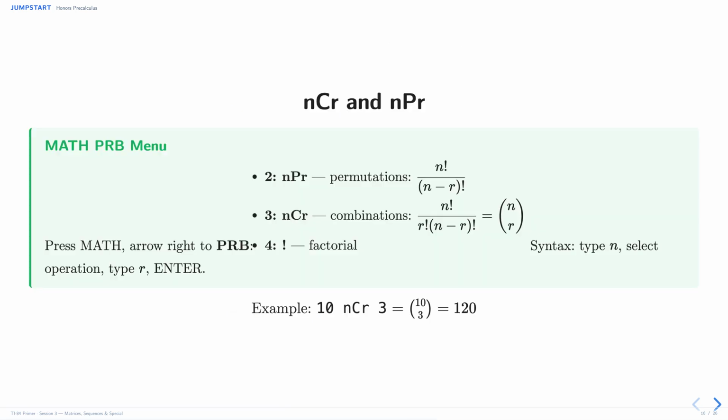Next, let's explore the Math PRB menu for combinations and permutations. To find permutations, use nPr, and for combinations, use nCr. The syntax requires you to type the first number, select the operation, and then type the second number. For example, to find 10 choose 3, you would enter 10 nCr 3, which equals 120.